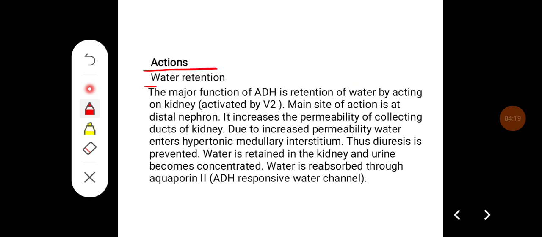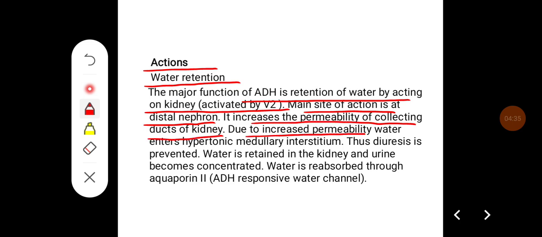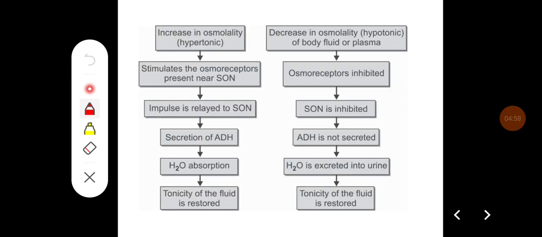The actions of vasopressin are important for water retention. The major function of ADH is retention of water by acting on the kidney through the V2 receptors. The main site of action is at the distal nephron. It increases the permeability of the collecting ducts of the kidney. Due to the increased permeability, water enters the hypertonic medullary interstitium. Thus, diuresis is prevented. Water is retained in the kidney and urine becomes concentrated. Water is reabsorbed through the aquaporin 2 channels, which are ADH responsive water channels.